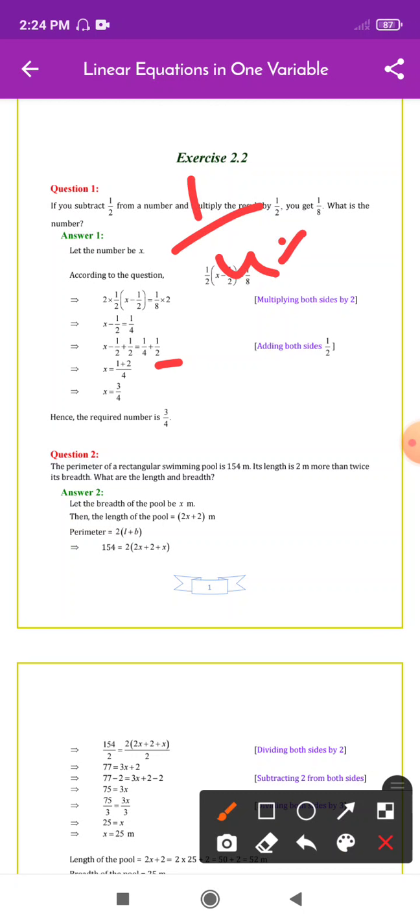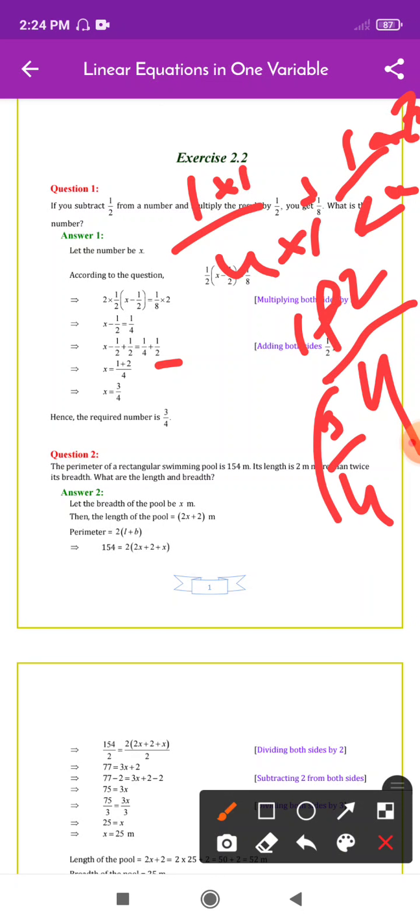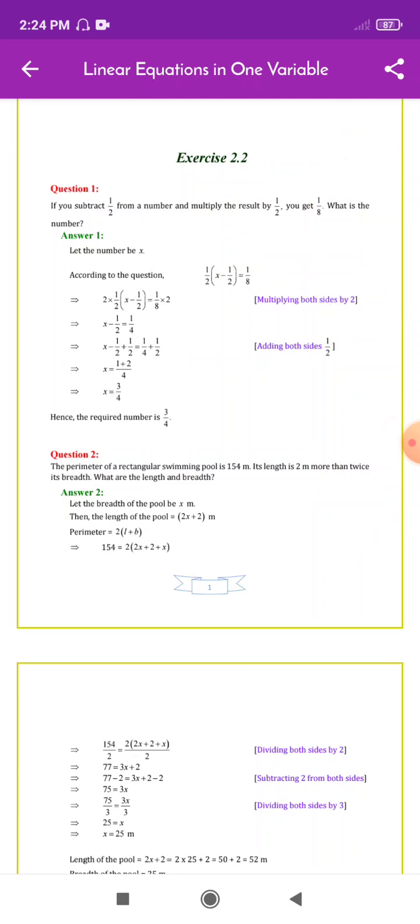For 1 upon 4, 4 ones are 4, so the numerator multiplies by 1. Then plus what is given, 1 upon 2, so 2 twos are 4, here also 2 will come. So what will remain is 1 plus 2 upon 4, yes or no? That is 3 upon 4. So we get the answer x equals 3 upon 4. The required number is 3 upon 4. Got the answer. Now go to question number 2.